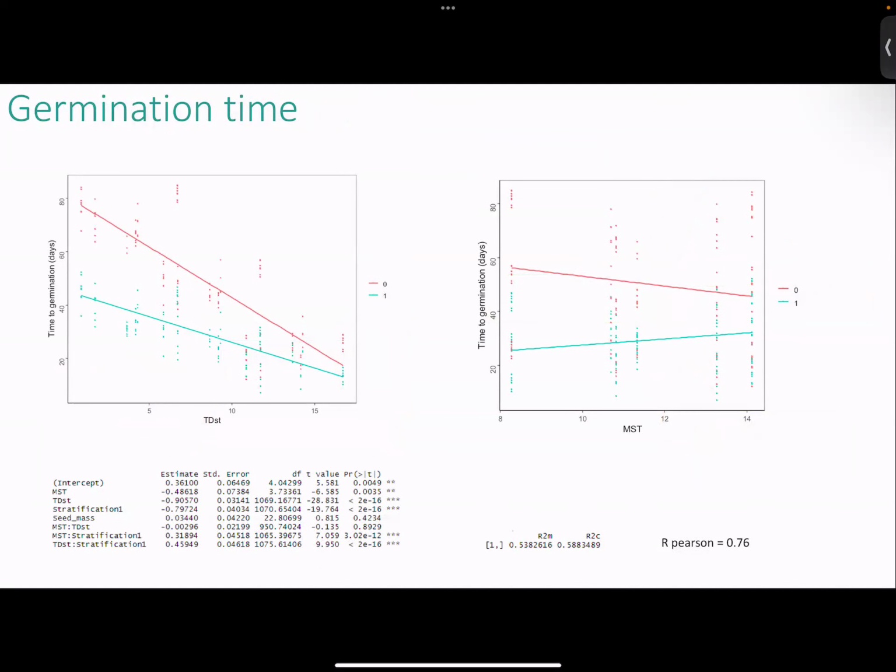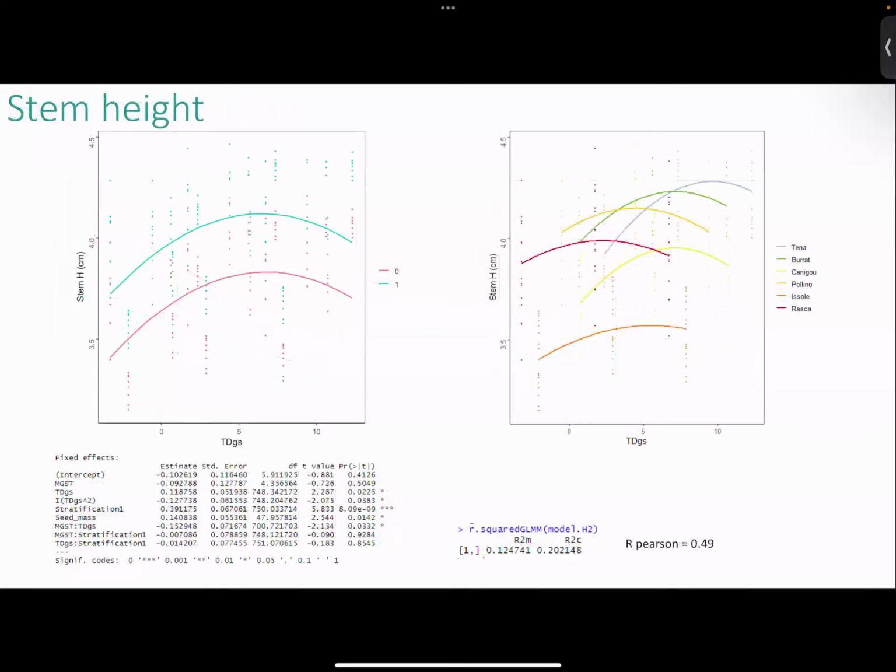Well, this is the germination time, where on one hand, we see that germination is hastened when the temperature transfer distance increases and also when the seeds are stratified, which is an expected result. But we also see an interesting result showing that the seeds from provenances with colder springs are more sensitive to the stratification treatment. We see that the germination is quite delayed if they are not stratified, and it's quite hastened if there is a stratification treatment. And the results of seedling growth are also interesting.